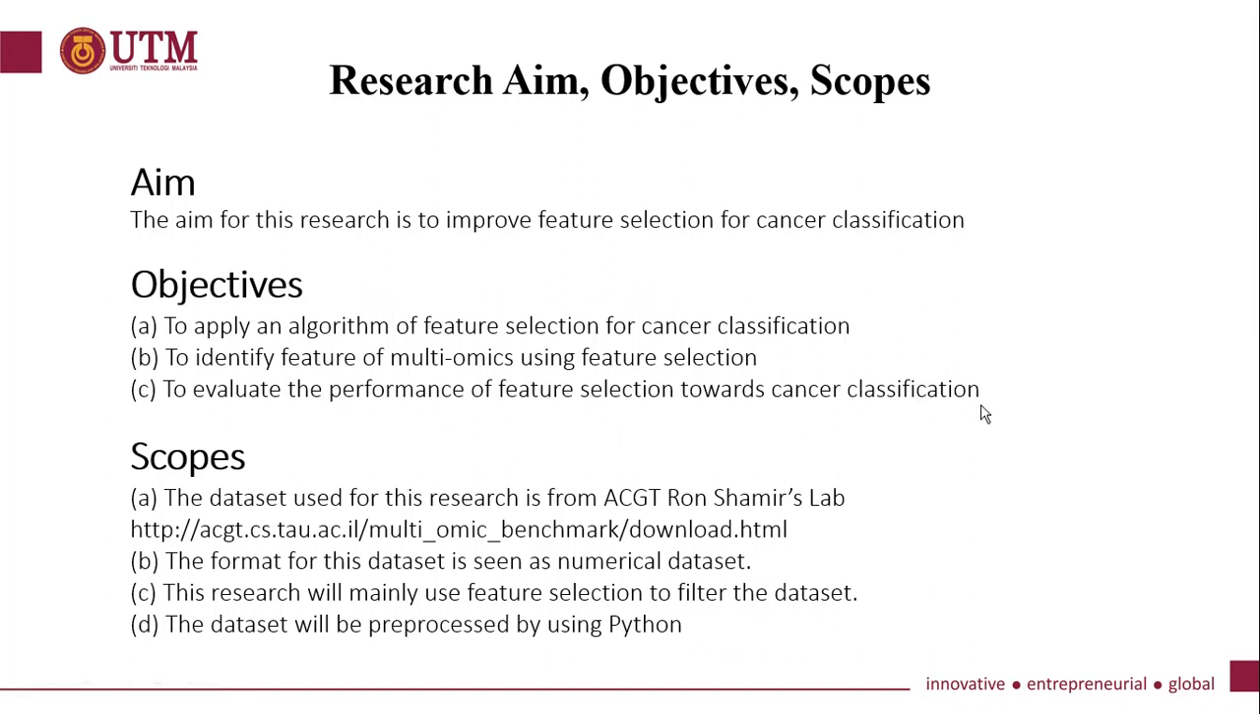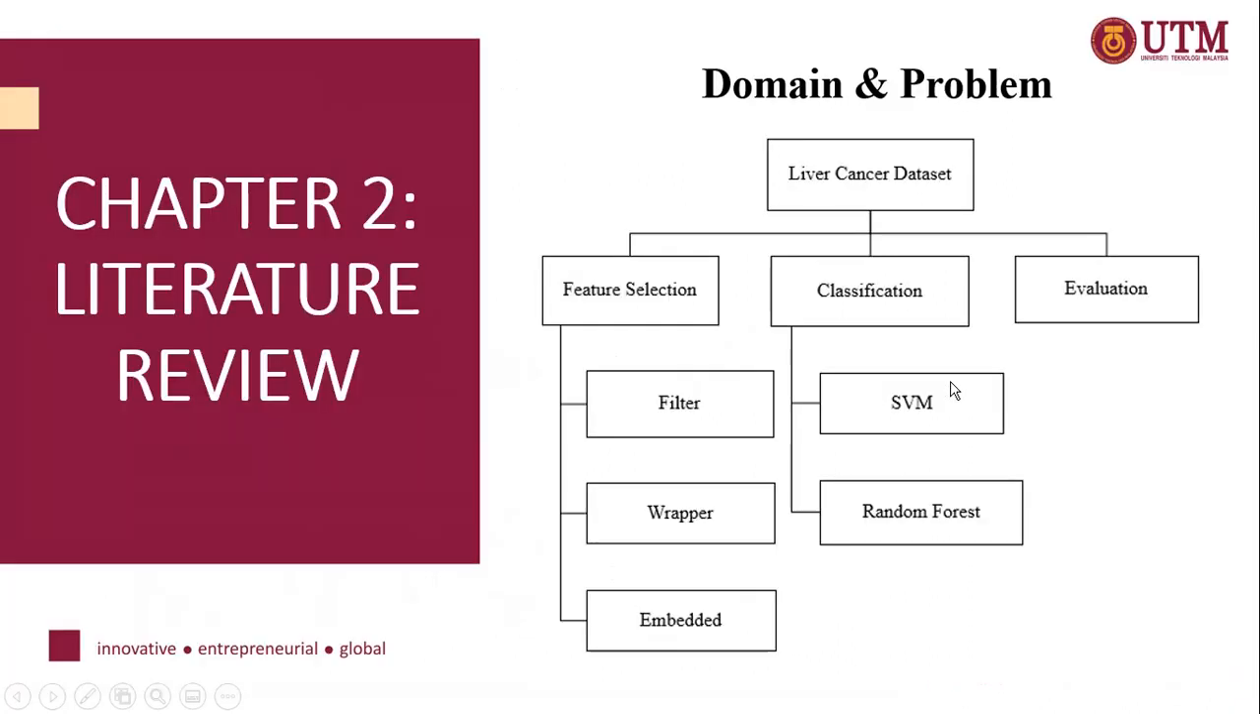The scopes are: the dataset used for this research is from the TCGA, Ron Shamir's lab. This is the link for the dataset. The format of this dataset is a numerical dataset. This research will mainly use feature selection to filter the dataset. The dataset will be pre-processed by using Python programming language. So the next one is chapter 2, which is literature review.